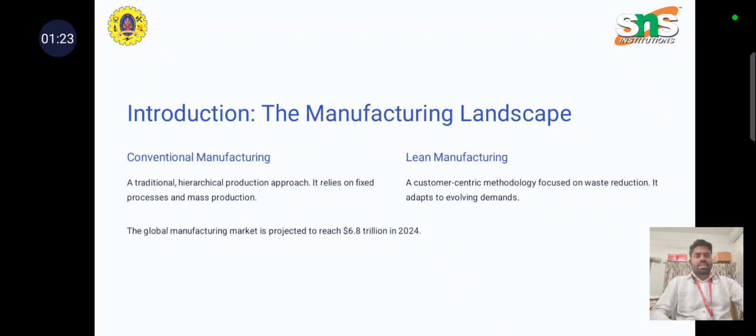As I said earlier, the conventional manufacturing process is the traditional manufacturing process. It mainly relies on a fixed process and produces the product in large quantity, like mass production. Whereas the lean manufacturing process is focused on a customer-centric methodology. Based on customer demand we produce the product, and in that process we eliminate the many wastes during the process.